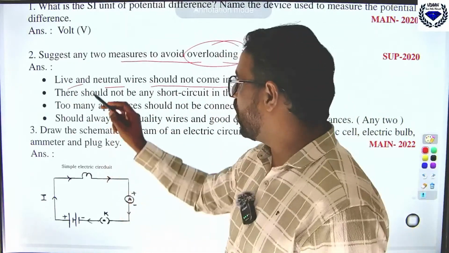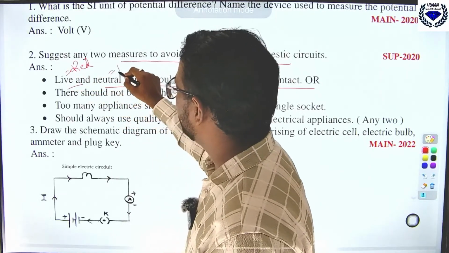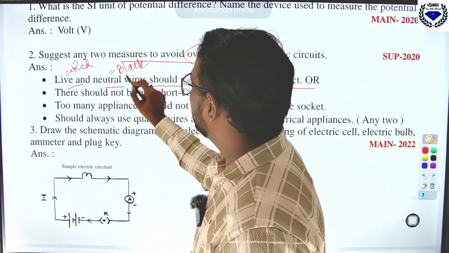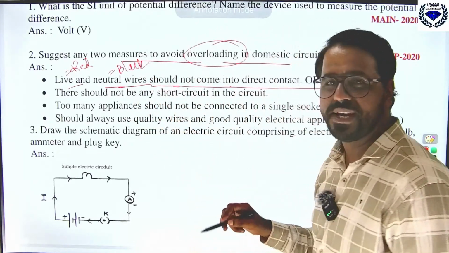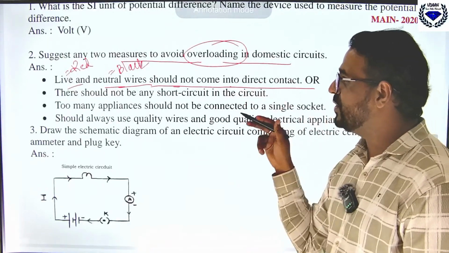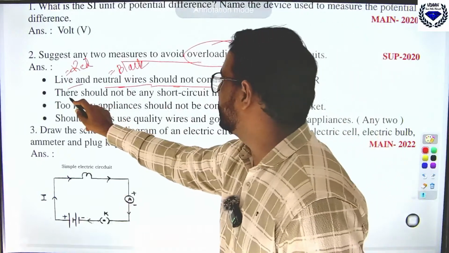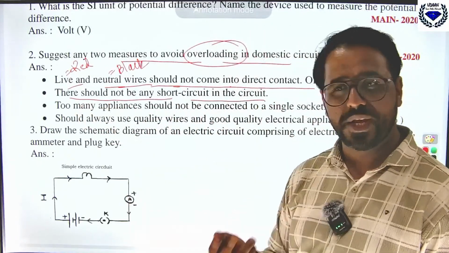What is the color of the live wire? It is red color, and the color of the neutral wire is black color. When these wires come in contact, overloading happens. So in order to avoid it, you can use these measures. The live and neutral wires should not come in contact with each other. Second, there should not be any short circuit.